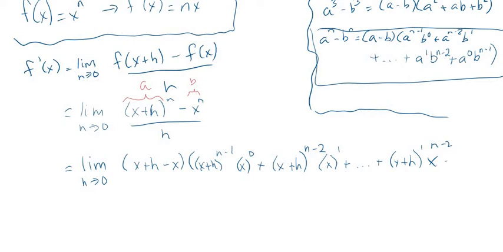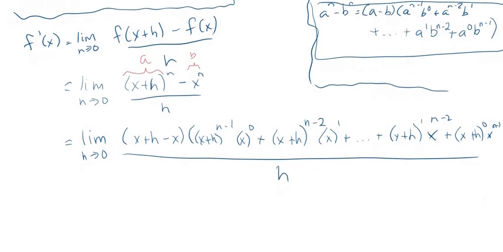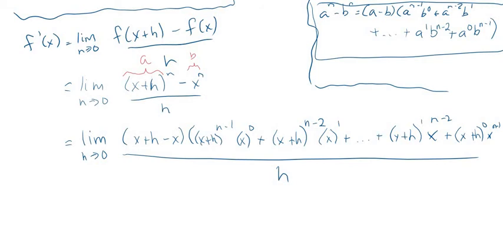And then we get (x plus h) to the power of n, minus x to the power of n, minus 1, and then we have all of that all over h. So now this is looking pretty complicated. But here's where a little calculus magic comes into play. So let's write a limit definition at the very beginning.